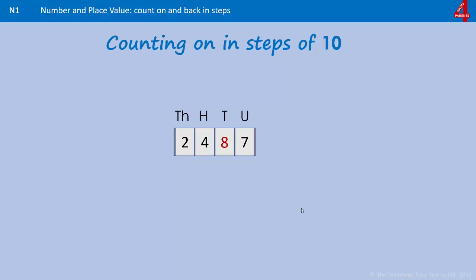Counting on in steps of 10. I've put the place value columns here as well. At some stage numbers get so big it's no longer viable to use these, but at this stage it's absolutely fine to do this so that your child can see exactly which column they're working with. Because we're counting on in steps of 10, I've coloured the tens digits in red so that you can see exactly what's happening with the numbers.